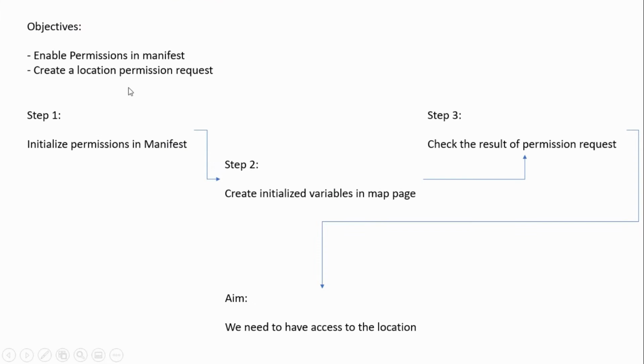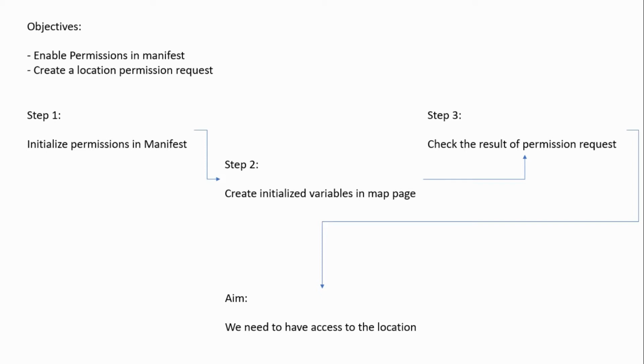The objectives for this lesson: we need to enable permissions in our manifest layout. Then we need to create a location permission request. We are going to follow just three simple steps. The first one is we need to initialize those permissions that we need for our application and getting access to location in our manifest. The second one is create initialized variables in our map page. And the third one is check the result of our permission request from our user. The aim for this lesson is the location of our user.